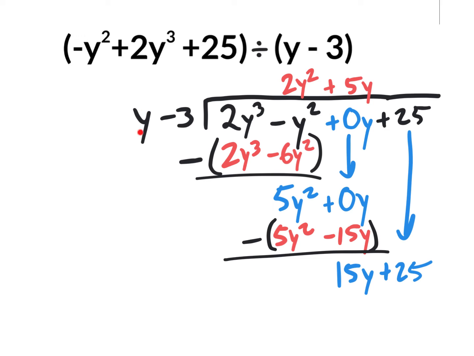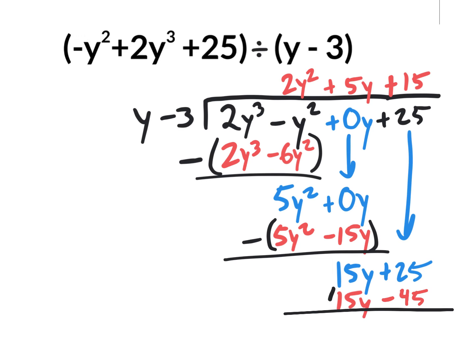Then we think, y times what will give us this first term, 15y? Positive 15. So let's distribute this positive 15 times y. That is positive 15y. Distribute the positive 15 times negative 3. That'll give us a negative 45.